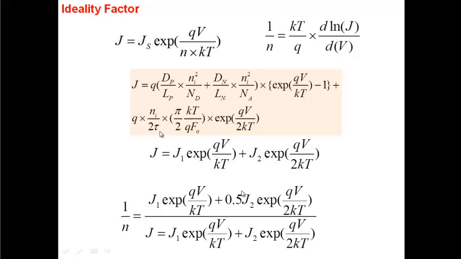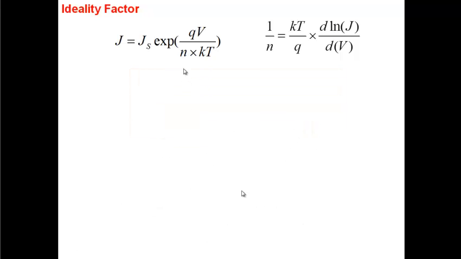And so we have this concept of what we call the ideality factor. In general, whenever you see an exponential current, you say J equals Js exponent QV by nkT, and n is what we call the ideality factor. The reason is that for my ideal diode equation, we know that n is equal to 1. Especially if n were changing with bias, one can define 1 over n equal to kT by q, d ln J by dV. So I take ln J, take the derivative with respect to V, and multiply by kT by q, and I get an ideality factor.